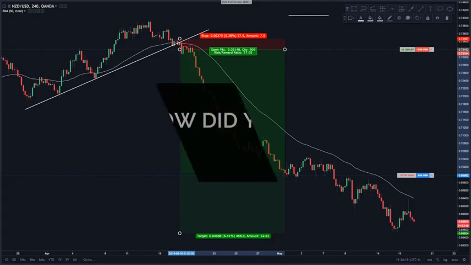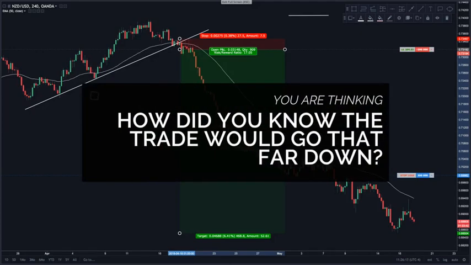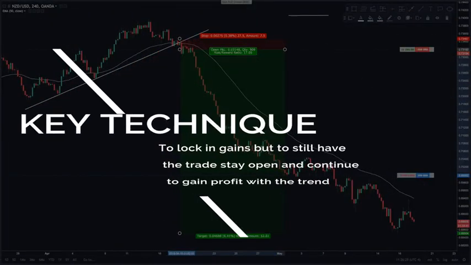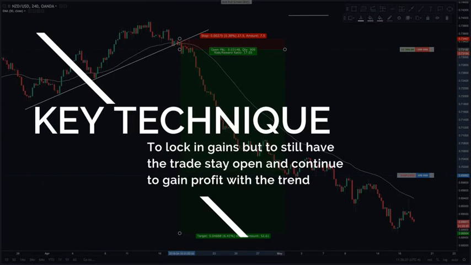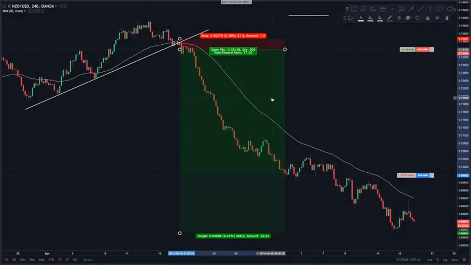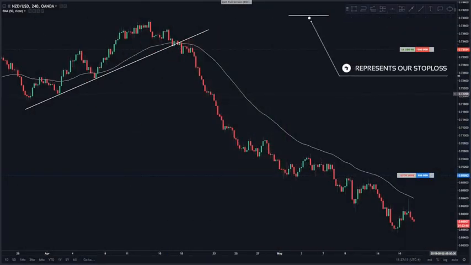Now, you are probably thinking, but how did you know that the trade would go that far? And the truth is we didn't. We did not know how far the trade would go down, and no trader knows exactly how far a trade will go. But here's the thing, I'm going to show you a key technique on how to lock in gains, but to also have the trade open in case the trade moves further.